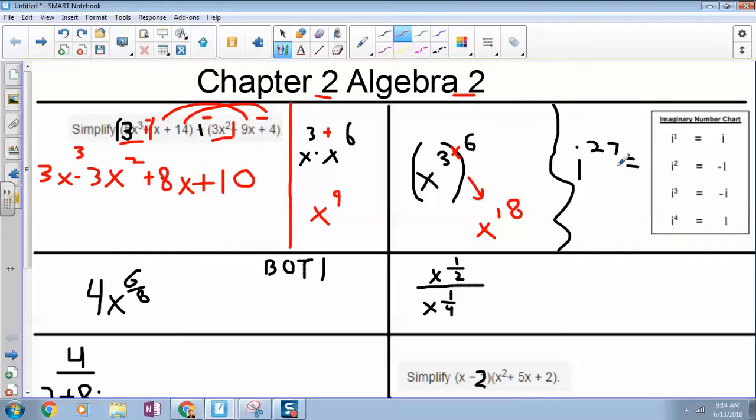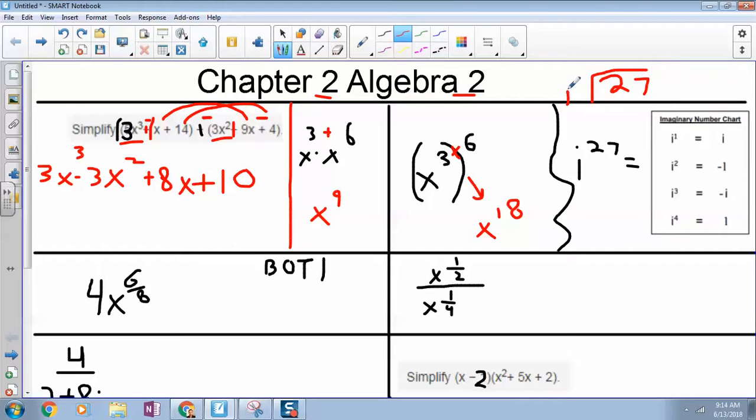Alright, next one. This is how you simplify imaginary number exponents. Okay, so we have i to the power of 1 equals i, i squared equals negative 1, i to the third equals negative i, and i to the fourth equals 1. So how do you simplify numbers that are this big? There's a trick. It's very easy. Just divide by 4. So if I do 27 divided by 4, alright, let's do it.